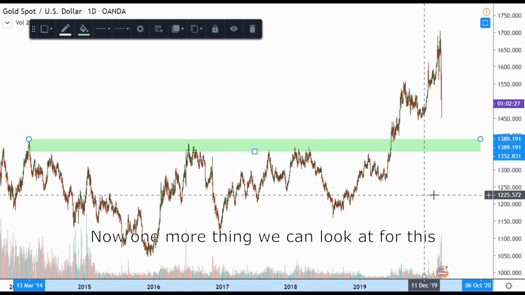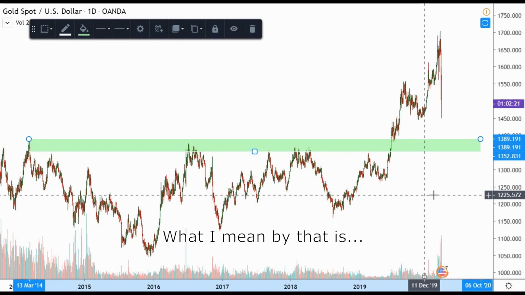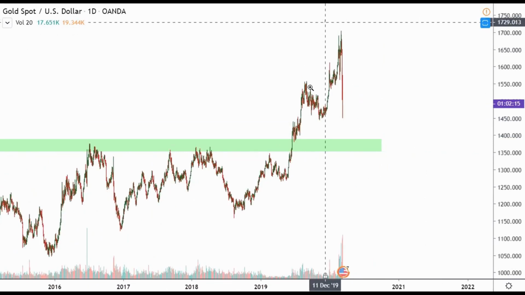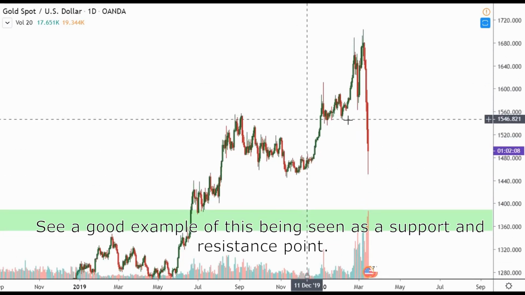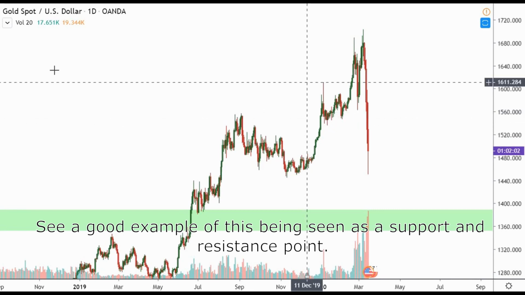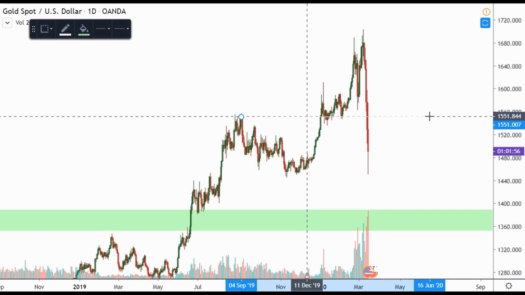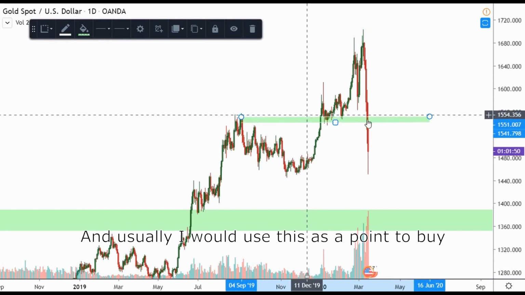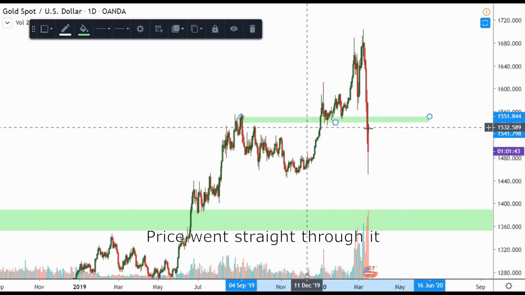Now, one more thing we can look at for this. This will provide an opportunity to show how easy it is to reduce risk with this trading style. What I mean by that is the most recent price action that's been happening. If we zoom in on this, you can see a good example of what could have been seen as a support and resistance point. So I'm going to draw that in anyway. And usually I would use that as a point to buy. We can see price went straight through, did not take it whatsoever.